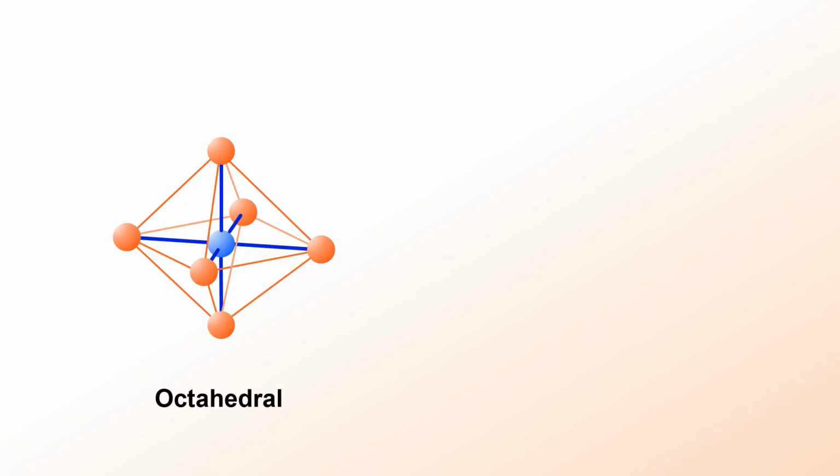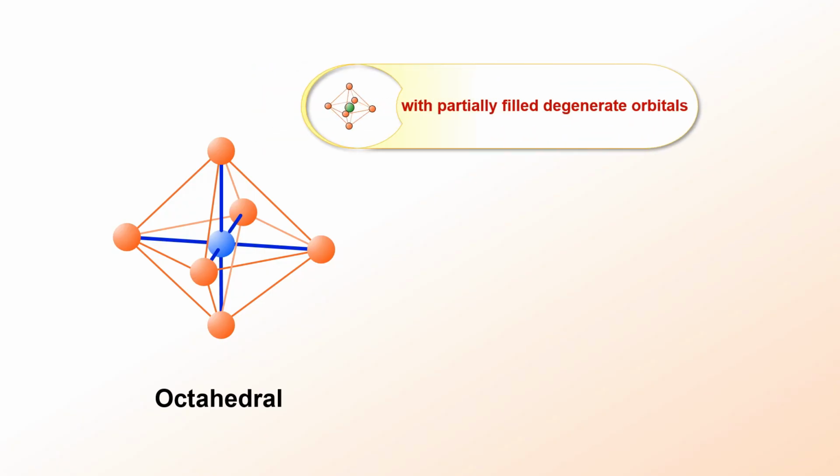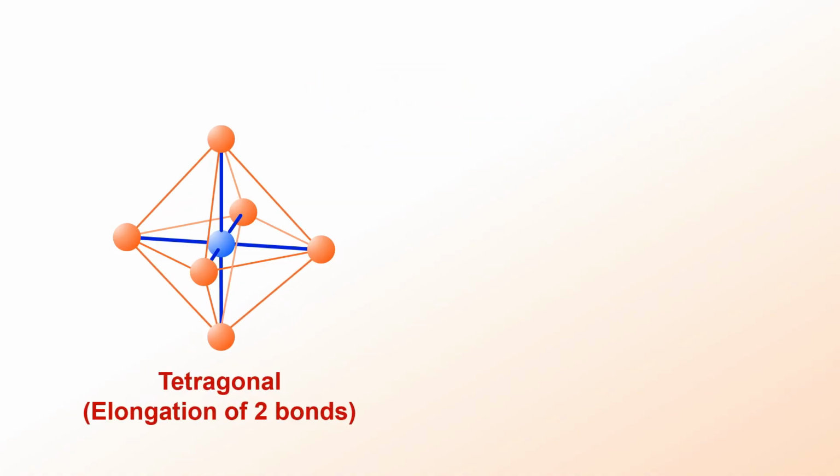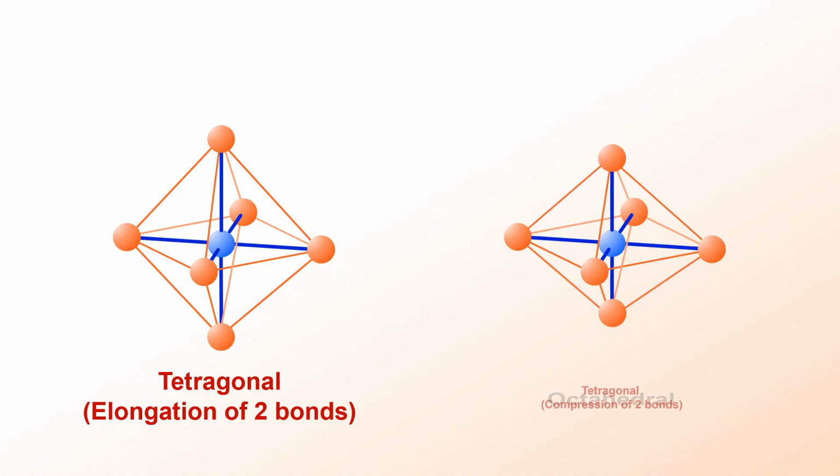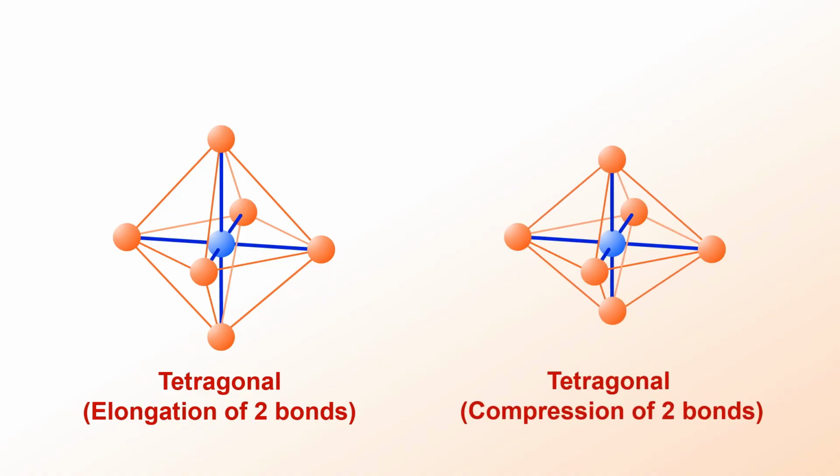It is observed that certain octahedral complexes with partially filled degenerate orbitals, particularly those involving the cupric ion, exhibit a notable deviation from the ideal octahedral geometry. Instead of maintaining perfect octahedral geometry, these complexes often undergo distortion, resulting in a less symmetrical tetragonal geometry. There may be elongation of two bonds on a particular axis leading to tetragonal geometry, or there may be compression again leading to tetragonal configuration.